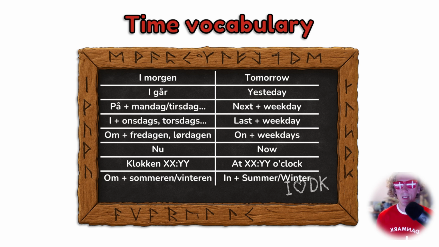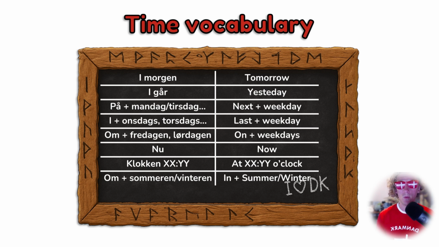We can also say "i" plus "onsdags, torsdags, fredags." So any weekday with an added S in the end. This means the last weekday. So, for example, last Wednesday, "i onsdags." And we can also say weekdays with an "en" ending. So "fredagen, lørdagen." It means on weekdays. So on Fridays, on Saturdays, it always refers to reoccurring events.